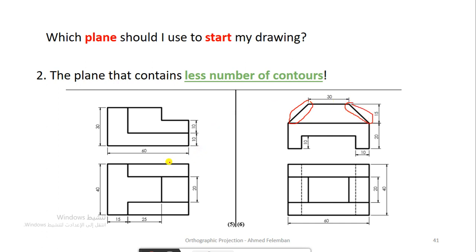Now in number 5, obviously I would choose the front. We have two contours here, while the other view has four. The contour means a closed area. So we have a closed area, L1, and then L2. We call each closed area a contour.